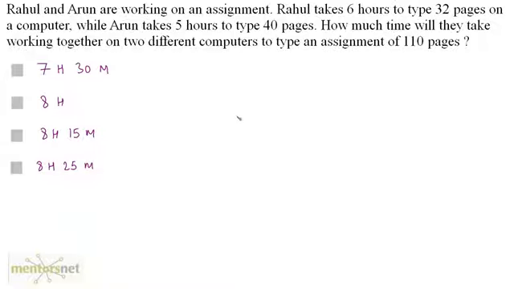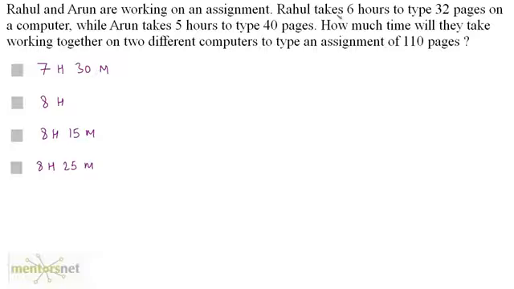Well, we cannot assume the total work done here as 1. Why? Because the work done is given to you. The work done by Rahul is 32 pages and the work done by Arun is 40 pages. So it is given that Rahul takes 6 hours to type those 32 pages.